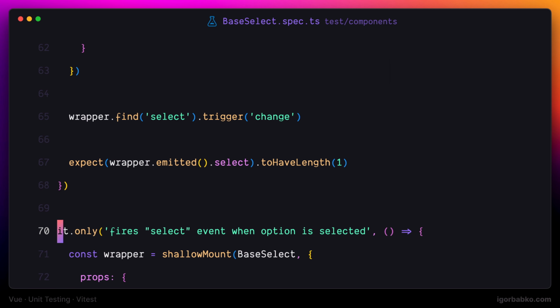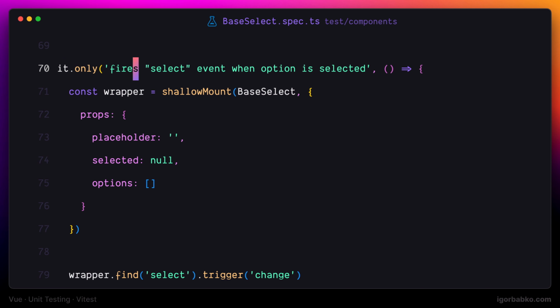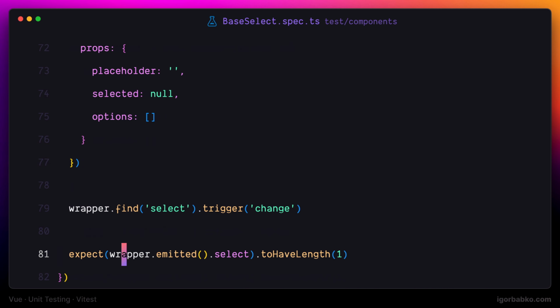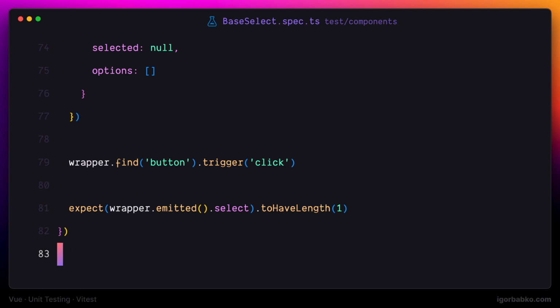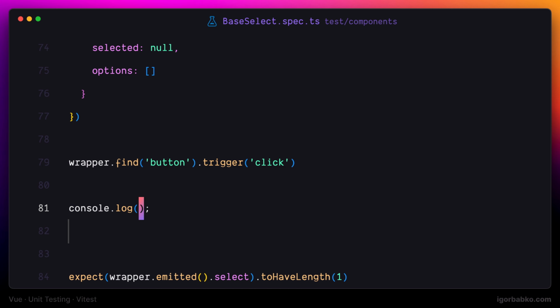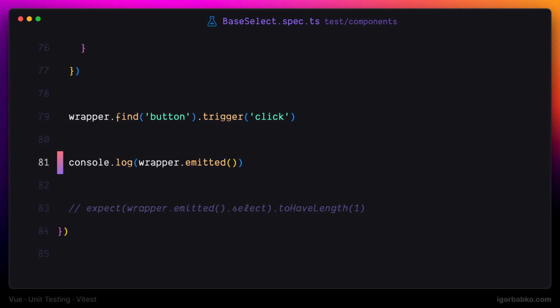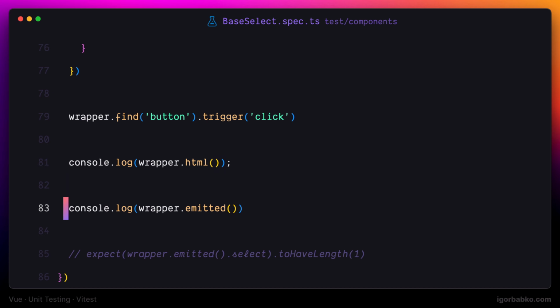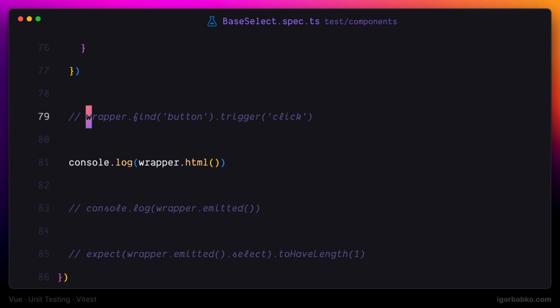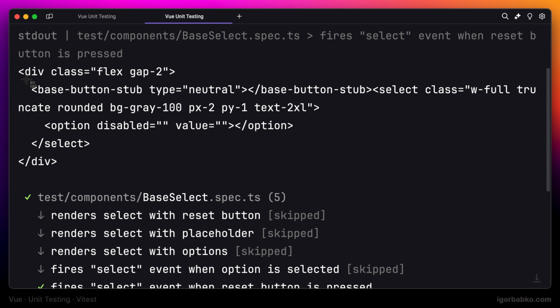Back to the test, let's change this description so it reflects the behavior we're going to test. We are testing in here that the select event is going to be fired when the reset button is pressed. So in this case, let's find the button and trigger a click on this button. But just because we have rendered the base select component by using shallow mount, in which case it is not going to render any child components, we're getting this error. We are seeing in the rendered markup of the component that the button element has been replaced with a stub.